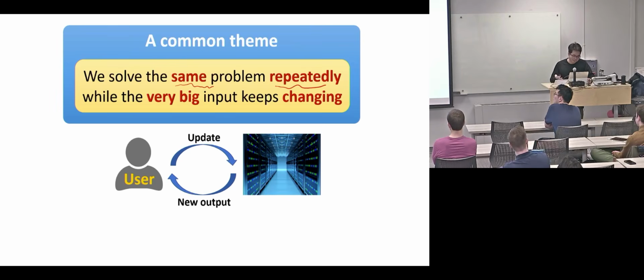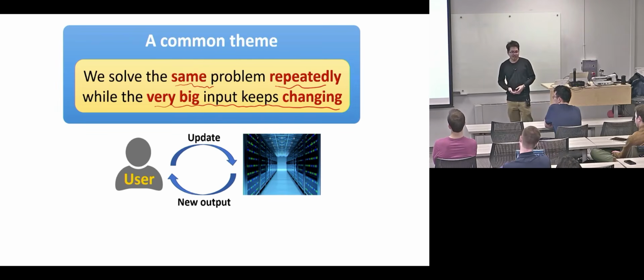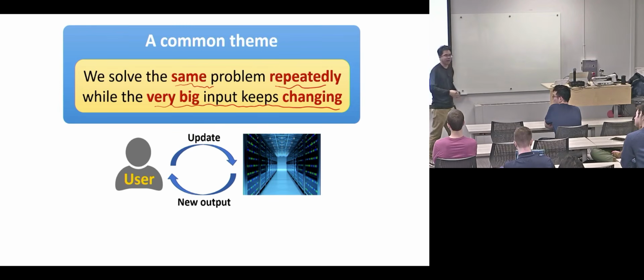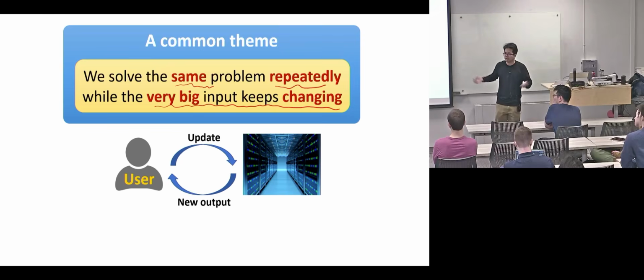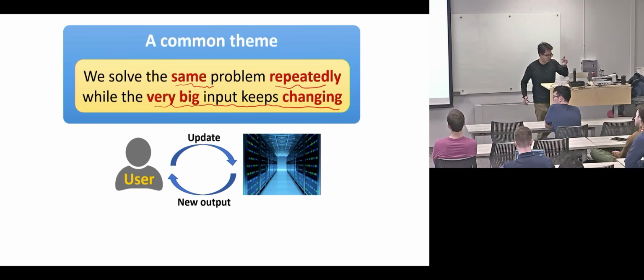You want to compute about it so many times. But this input is so big and it keeps changing, right? So the model of computation that we prefer is that the user has some input and he just feeds how the input changed, like one bit of the input, to the computer. And the computer can just return the new output fast without reading everything from scratch, right? If the input just changed by one bit, why should you do everything from scratch?